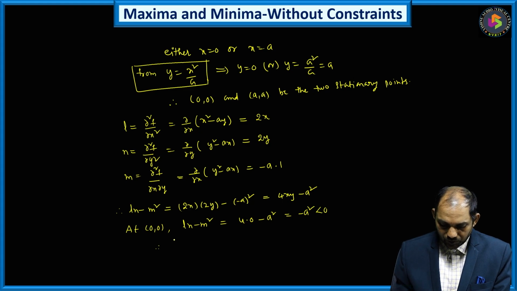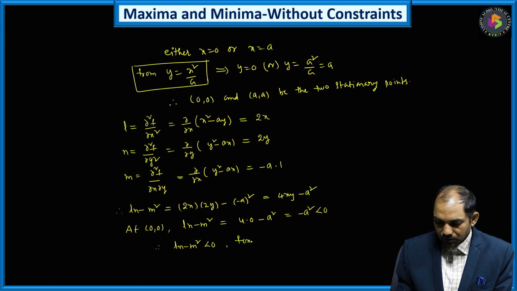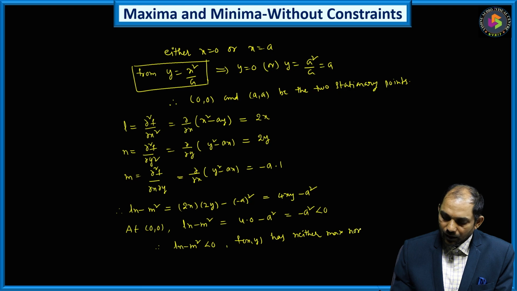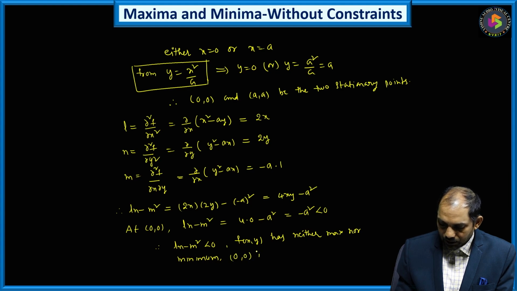So therefore, from the working rule, if ln minus m² is less than 0, then f of x comma y has neither maximum nor minimum. In this case, 0, 0 is called a saddle point.